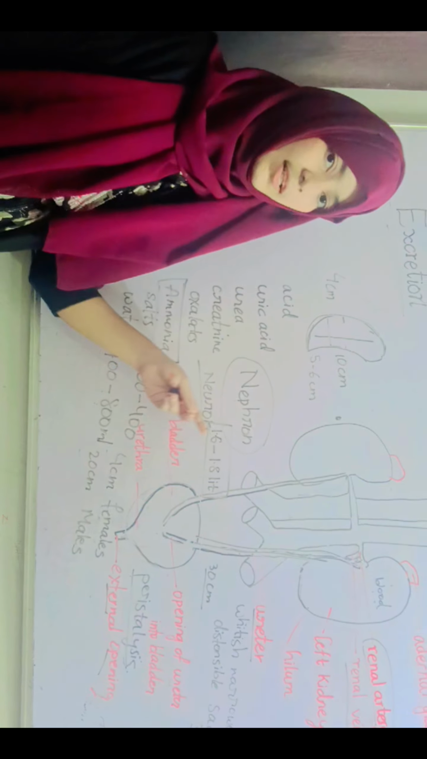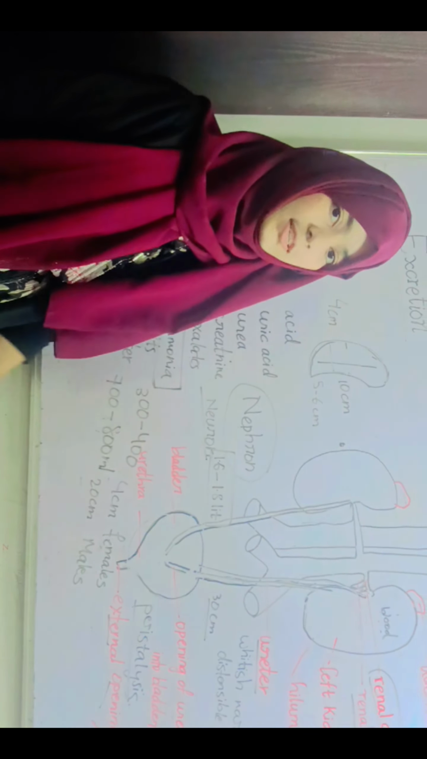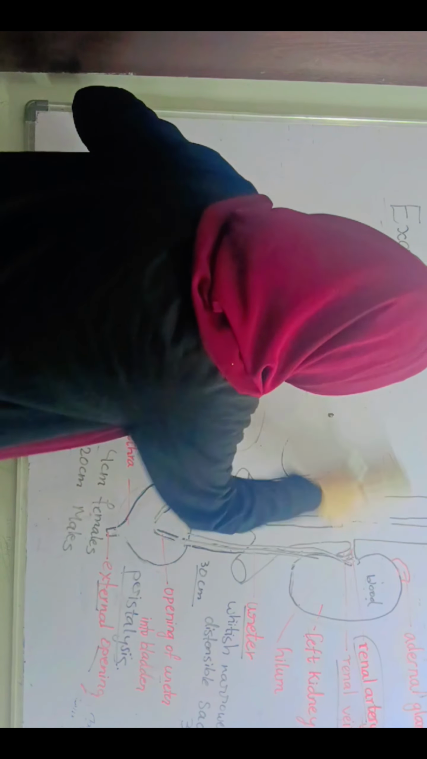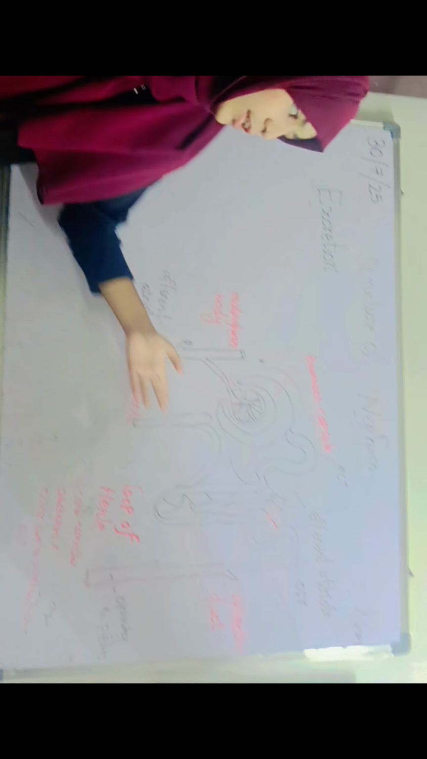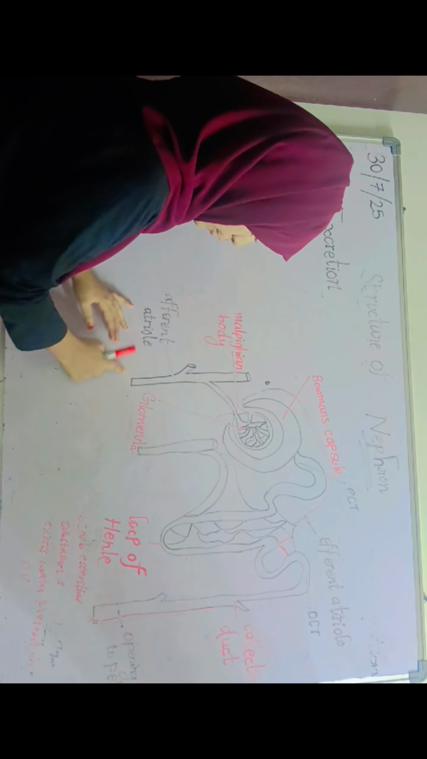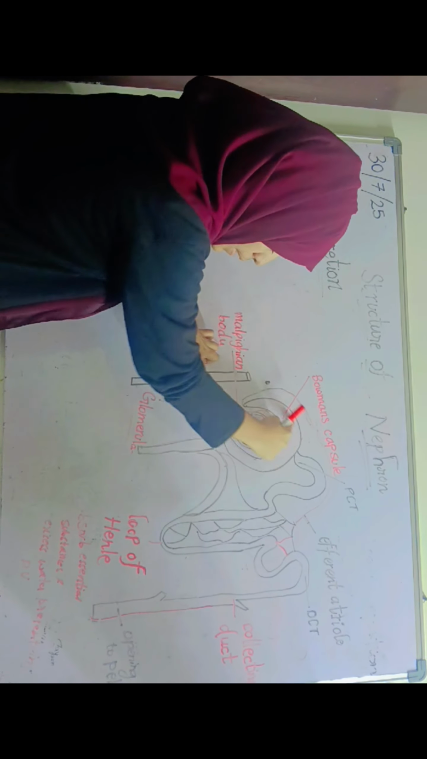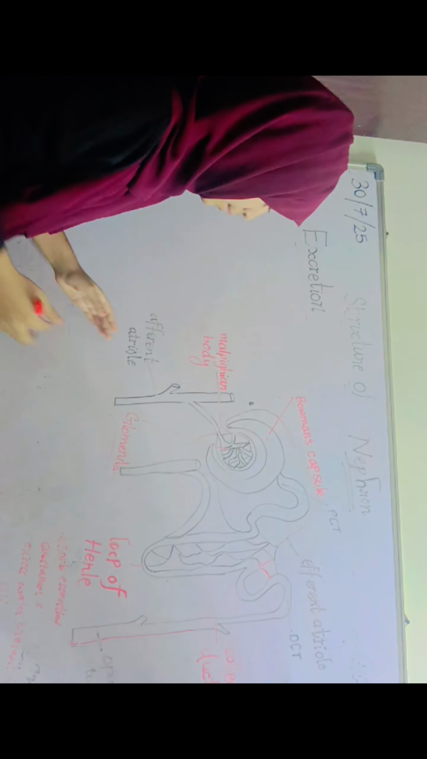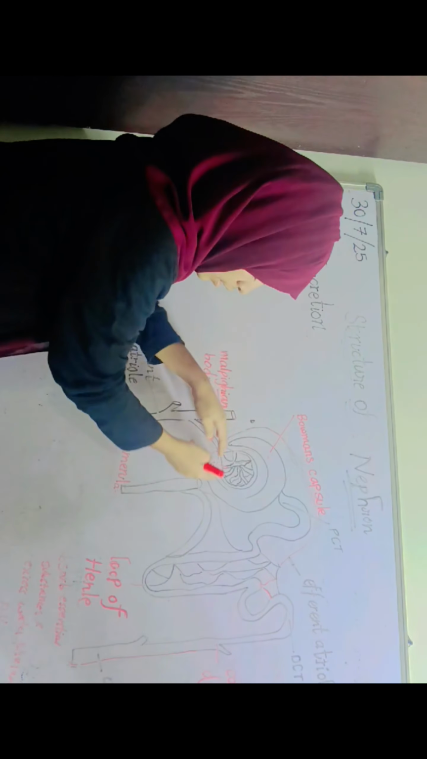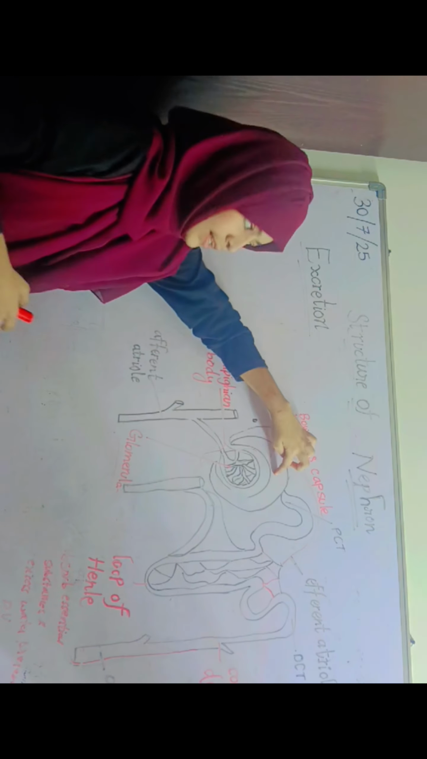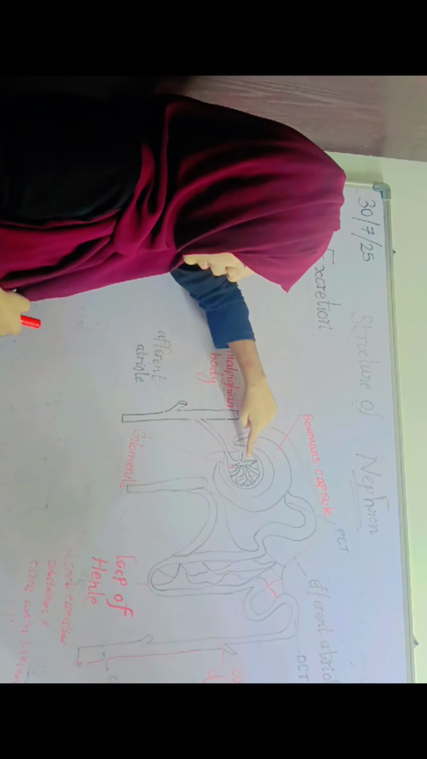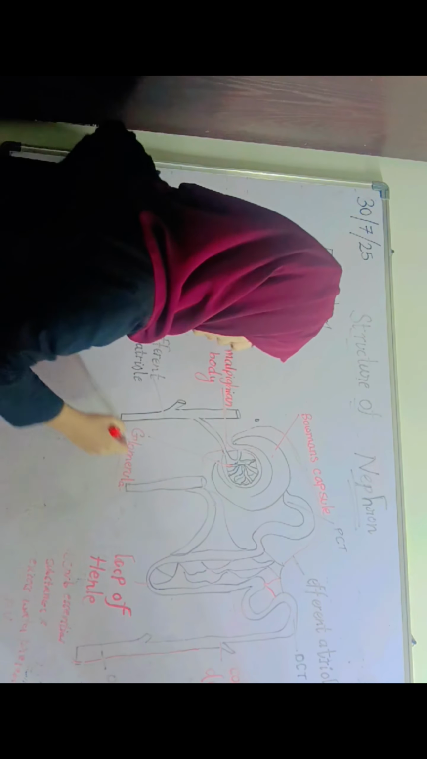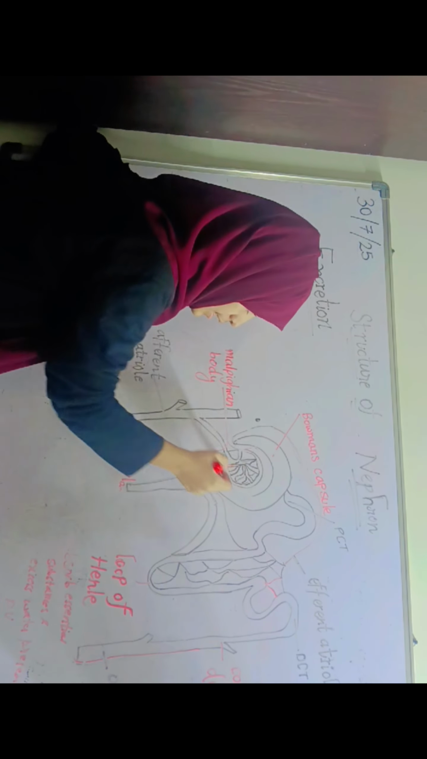Now I am going to explain you about nephron, which is structural and functional unit of our kidney. So this is the structure of nephron. The blood enters through the afferent arteriole into the Bowman's capsule. This is the Bowman's capsule, which is cup-shaped structure. This blood goes into the glomerulus, and the glomerulus function is to filter the blood under high pressure.